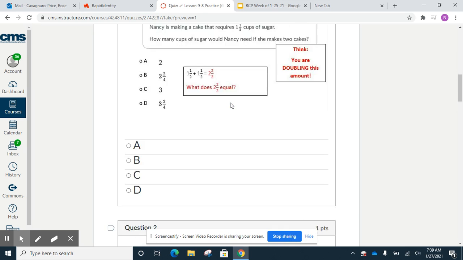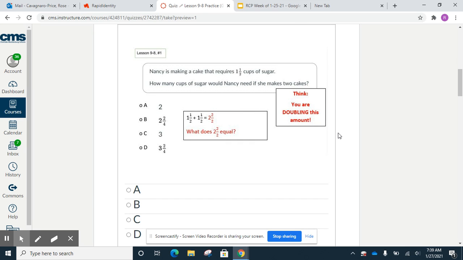All right, so let's take a look at this very first one. It says Nancy's baking a cake that requires 1 1/2 cup of sugar. How many cups of sugar would Nancy need if she makes 2 cakes? Think: 2 cakes, you're doubling this amount. So 1 1/2 plus 1 1/2.